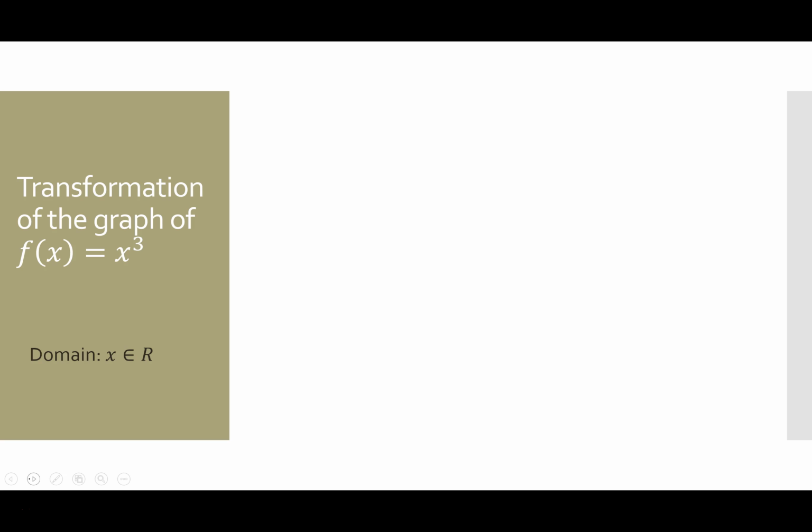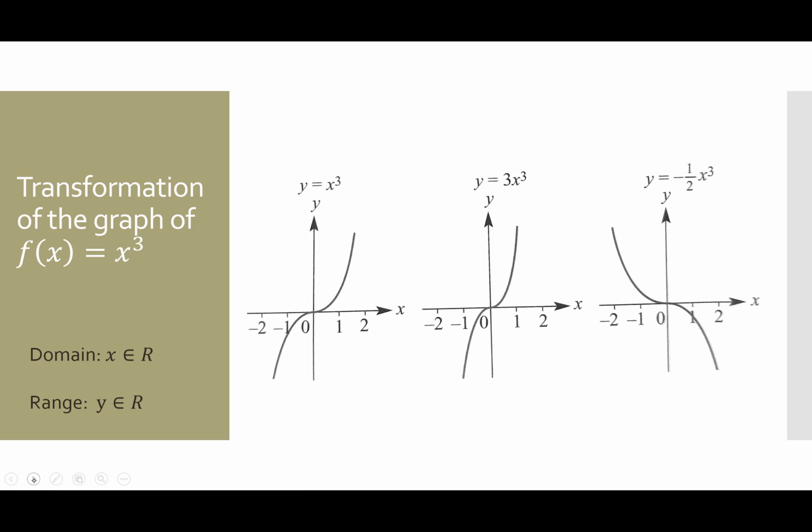However, the range, which is the y values, is going to be different from what we have in the quadratic function. In this case, x and y will have the same sign. If x is positive, y will be positive. If x is negative, y will also be negative. Therefore, the range will be that y is also all the real values. Here's some sketching of cubic functions, and you will be able to see there is some dilation and reflection happening. We'll go through it later.